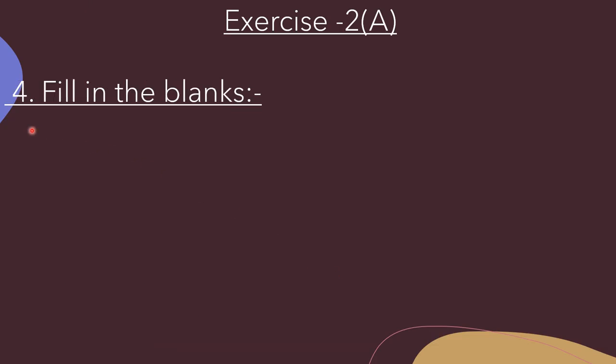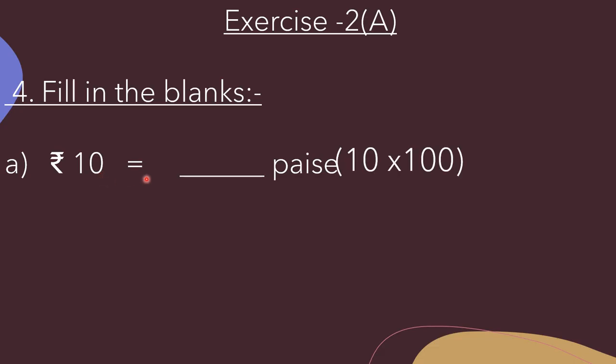Now question number 4. Fill in the blanks. So here it is given in A part, rupees 10 is equal to dash paise. So now here we have been given rupees 10 and we have to convert it into paise. So to make rupees into paise we need to multiply the number by 100. So here we will write 10 multiplied by 100, and that is equal to 1000. Okay. So rupees 10 is equal to 1000 paise.